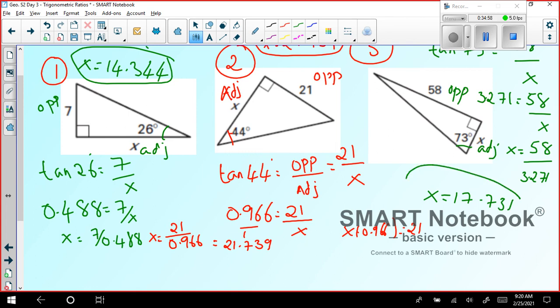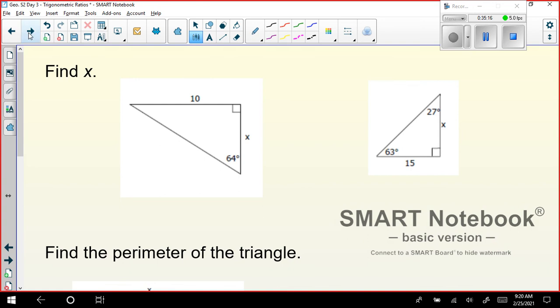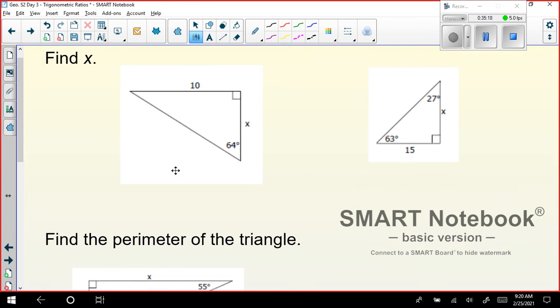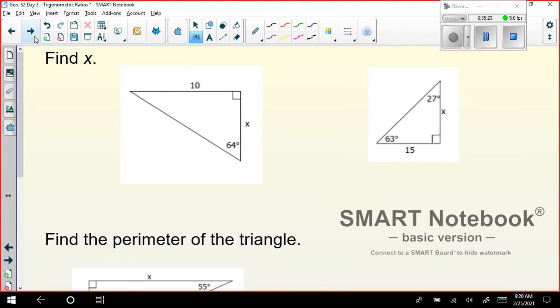I hope this is clear. Okay, let's see the next slide. Solve for both the basic sides they are asking. We'll get to that real quick. Let's see some more problems. All the problems are similar type, where we have to find one or the other basic side.